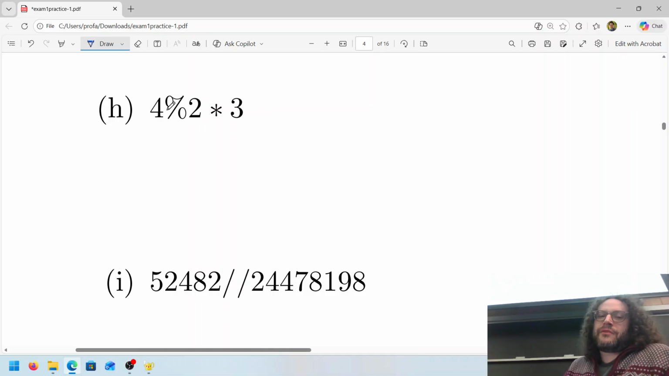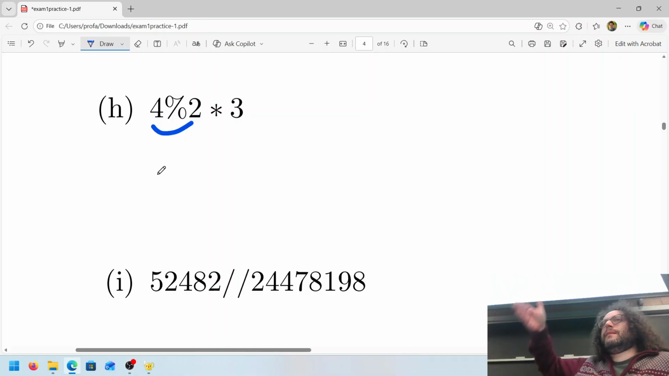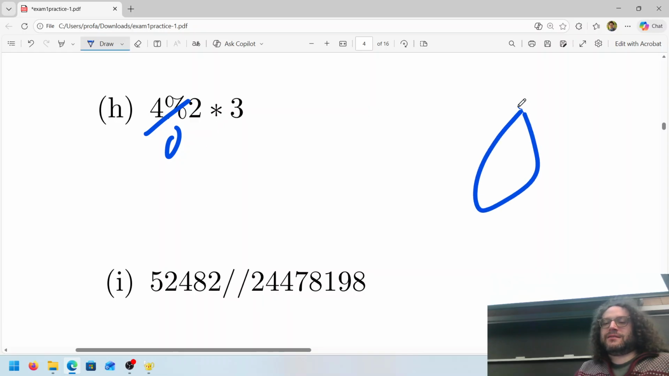4 mod 2 times 3. Again, because of PEMDAS, please excuse my dear Aunt Sally, right? Just because that says multiplication division doesn't mean multiplication happens before division. It means multiplication and division and modular arithmetic are all on the same tier, and you just do them left to right. So it's not 4 mod 6. It is 4 mod 2 times 3. 4 mod 2, 4 divided by 2 is 2 remainder 0. But what we care about is the remainder. Any even number mod 2 is 0. Times 3 doesn't matter, it's still 0.